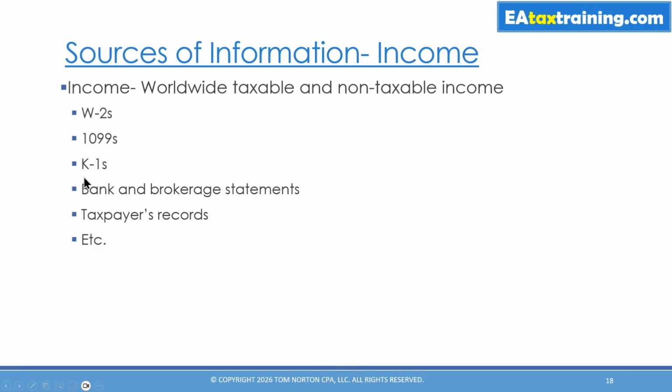K-1s are forms that come from subchapter S corporations. They come from partnerships. They come from trusts and estates. They report items of income and expense to the taxpayer. So they may have K-1s that you would need. You might be looking at bank and brokerage statements to get information about stocks and bonds and mutual funds, for example. The taxpayer themselves may have records. Maybe they've got a small business and they've got bookkeeping records, or they've got spreadsheets or receipts, et cetera, and so forth. And there can be other information as well, depending on that taxpayer's particular circumstances.